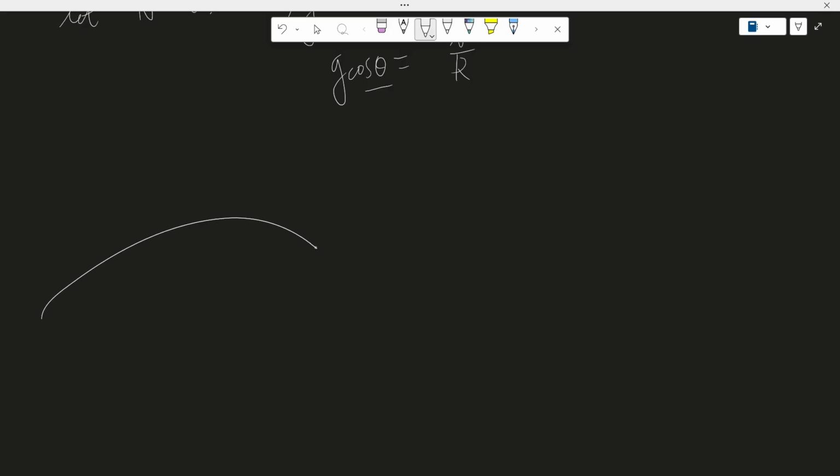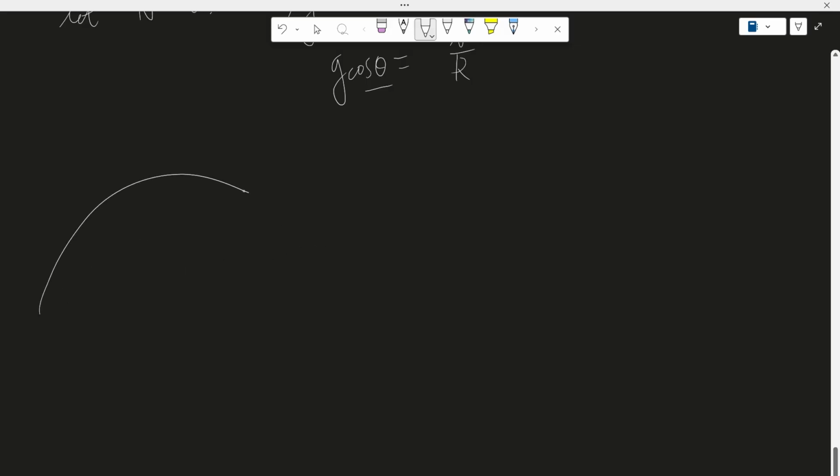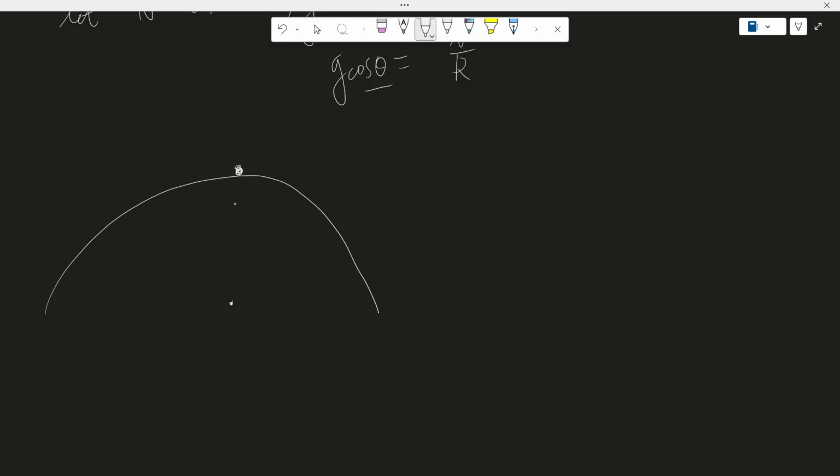So again, let me draw a diagram here. I'm just going to draw a hemisphere again. And then we have a mass here, and that's the center. So imagine this is before it's given a kick. This is the initial point. And then let's say it's here now. And this is still r, this is still r. So how much has its height changed? Changing height basically means this part. This part is the changing height.